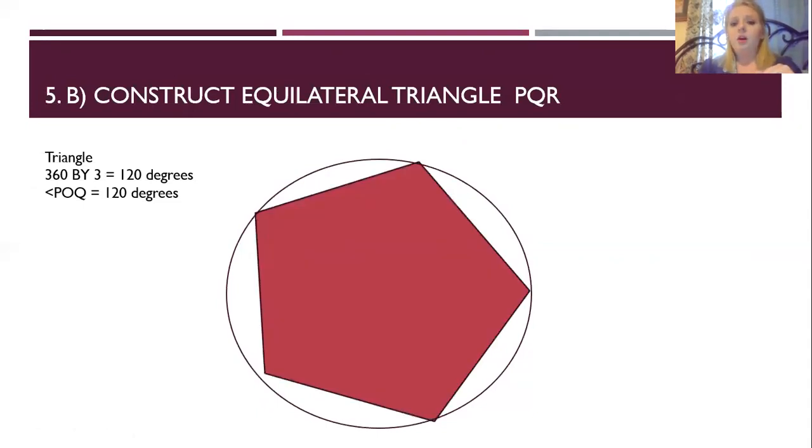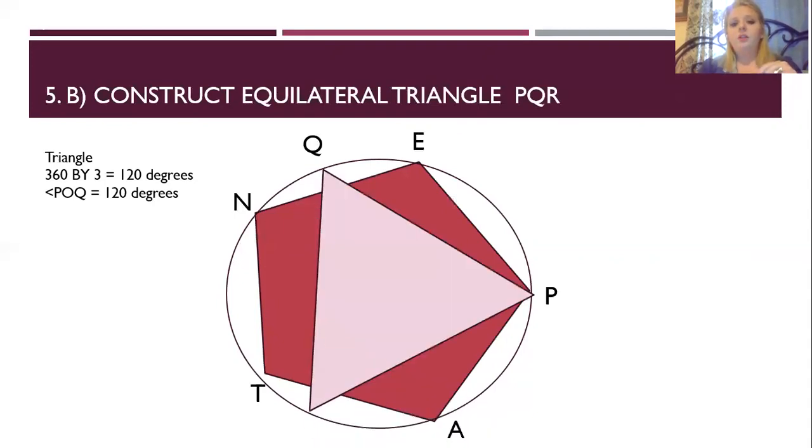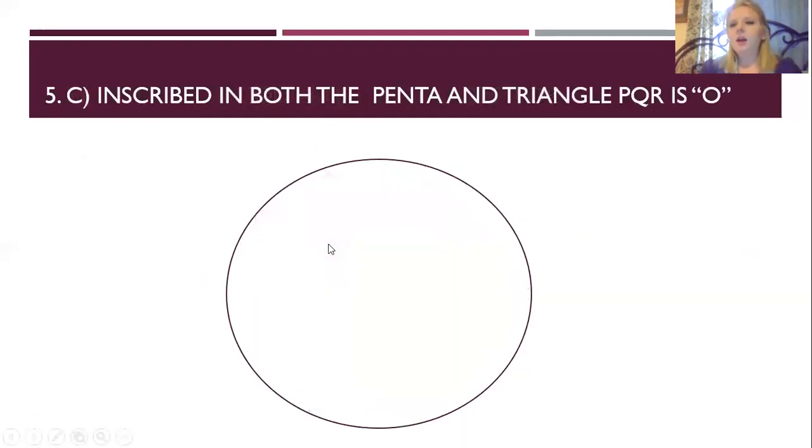So we had the pentagon, PENTA. But then we're going to add this triangle, and it's going to be PQR, okay? And so we need to find the interior angle again, so we're going to do 360 divided by 3 because that's how many sides it has. And that's going to give us 120, okay? And so you're like, what is that for?